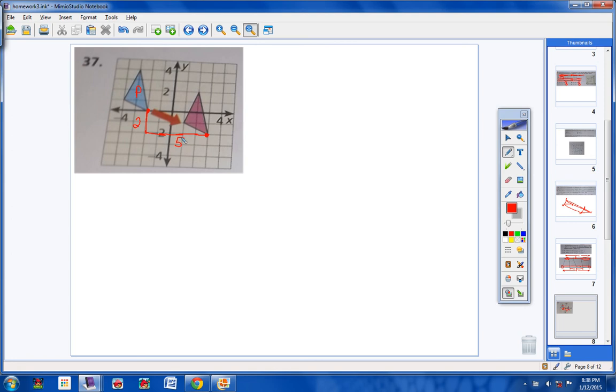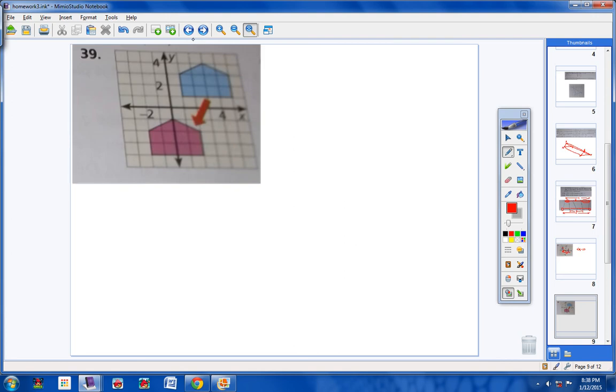Okay. So from here to here we went right, so it's a positive 5. And then from here to here we went down 2, so it's a negative 2. So the translation vector would be 5, negative 2. Now, moving on to number 39.